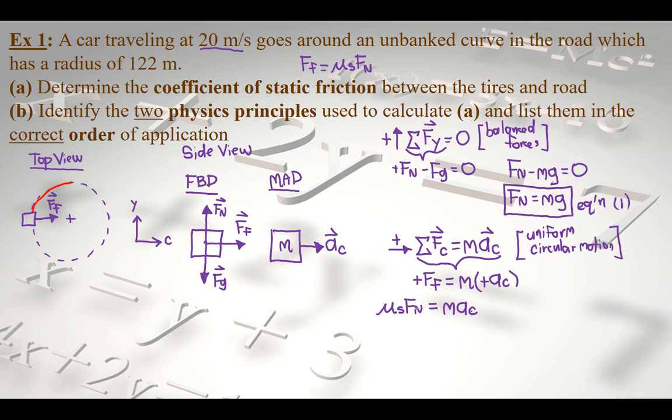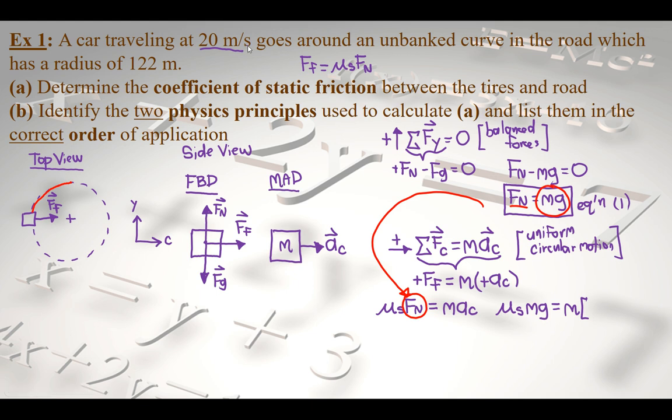Now, I don't know what the normal force is, but what I do know is I have a mathematical expression for what it is. So I'm going to take this equation for Fn, and I'm going to substitute it in right here. Okay, let's see what happens now. If you do this, you would then have mu s times mg is equal to m times. Now, we have another problem: I don't know what the centripetal acceleration is, but I do know what the speed is.